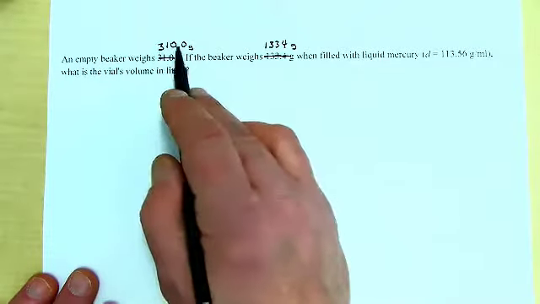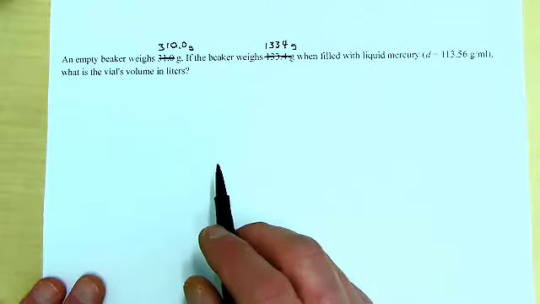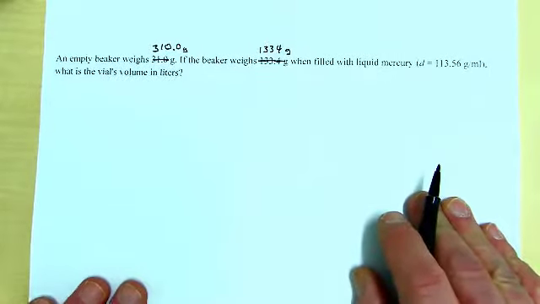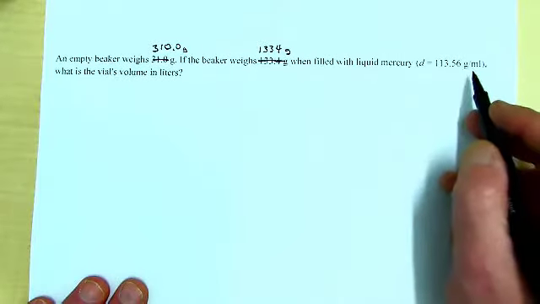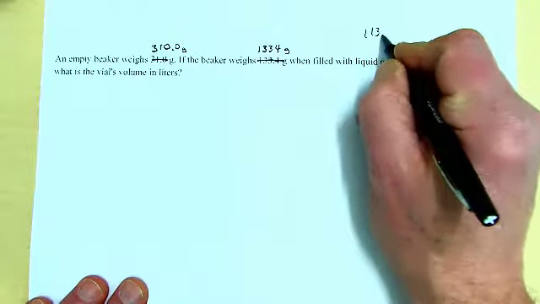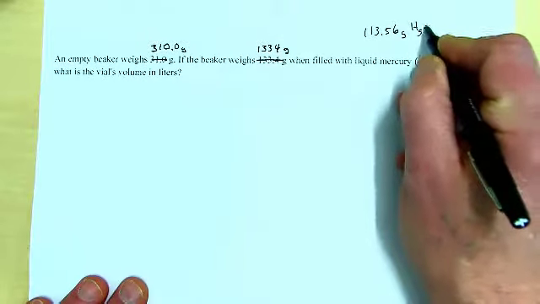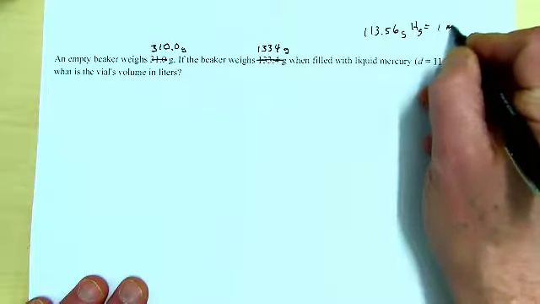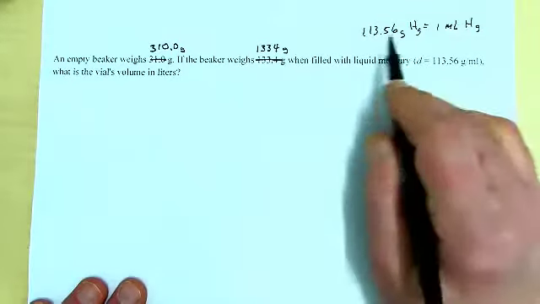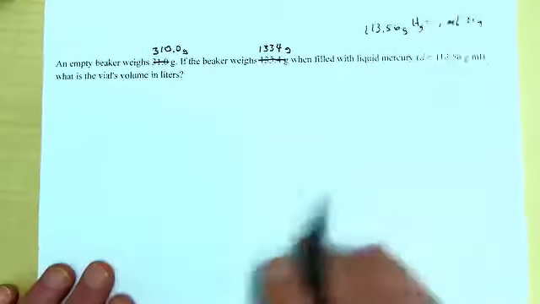Remember, this number has 4 significant figures. This number has 4 significant figures. So this is pretty important. The density here, 113.56 grams per mL. All this means is that 113.56 grams of mercury is equal to 1 milliliter of mercury. And we're going to use this conversion factor when we try to find the volume of this beaker.